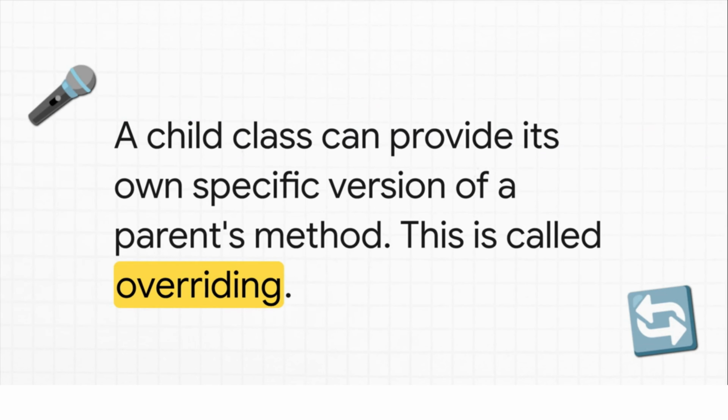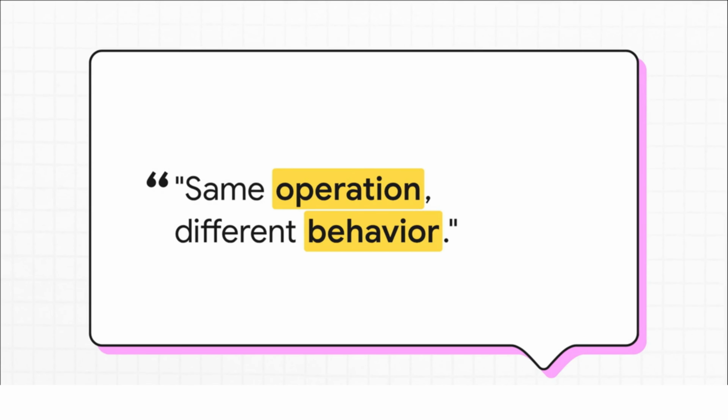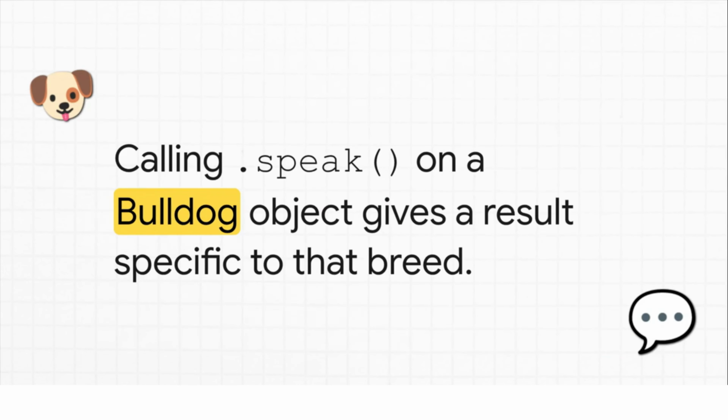But what if a child needs to act a little differently? No problem. It can provide its own special version of a parent's method. We call this overriding. Here, our Jack Russell Terrier class defines its own speak method. It's almost the same as the original, but we've given it a default sound, arf, to make it a little more specific to that breed. And this leads us right to our second superpower, polymorphism. It's a really fancy word, I know, but it boils down to this one beautiful idea. Same operation, different behavior. Let's see it in action.